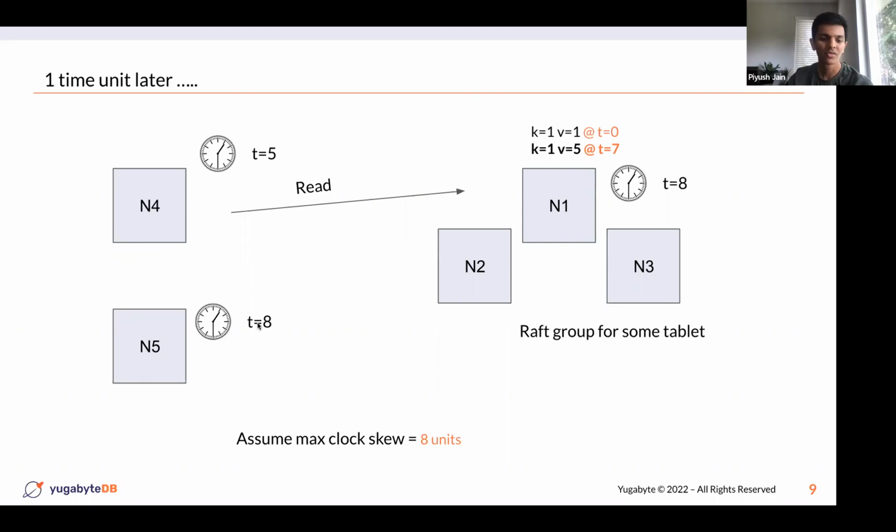So some other node which wrote stuff in the past had a timestamp which was ahead. That's it. So you really want to read this row. You don't want to miss it.